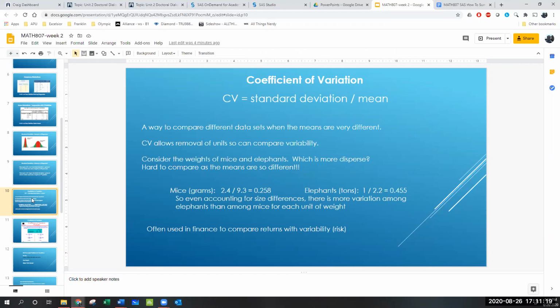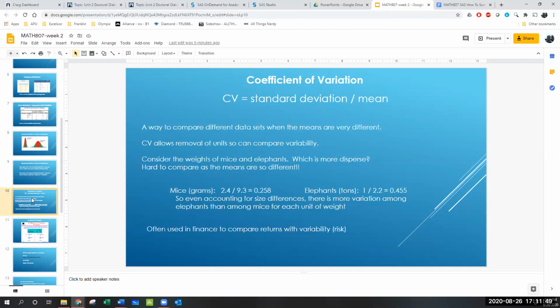Because if you tell me your data set has a standard deviation of 50, I don't know if that's big or not. If your numbers were all small, like let's say your mean was only 100 and your standard deviation was 50, that's a huge standard deviation. But if your mean was 10,000 and your standard deviation was 50, that's a teeny tiny standard deviation, right? It's all about the scale of the numbers.